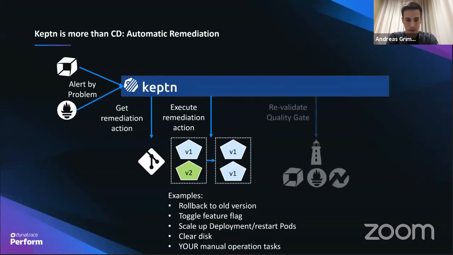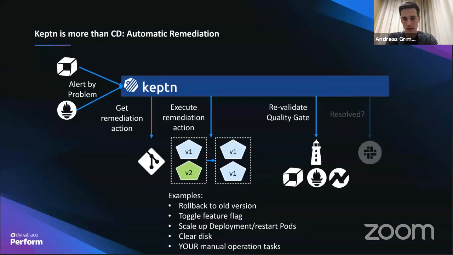And after this, we, of course, re-evaluate the quality gate, whether it is, again, met or not. And we can also wait here whether Dynatrace closed the problem or Prometheus closed the alert. And this revalidation is done using the Lighthouse service. And if this is the case, we can either inform the users via Slack or the WebEx channel that the problem was solved, or we can escalate in case it is not solved yet.